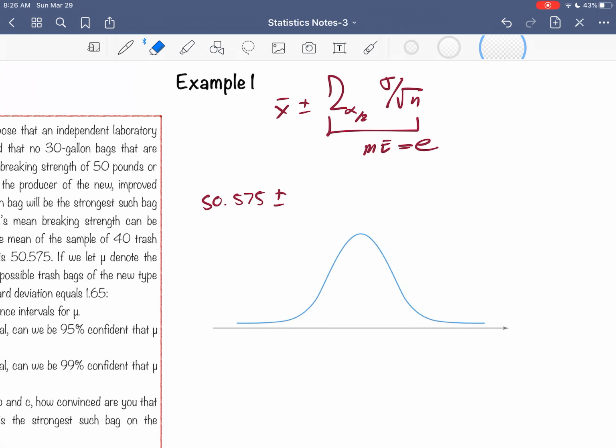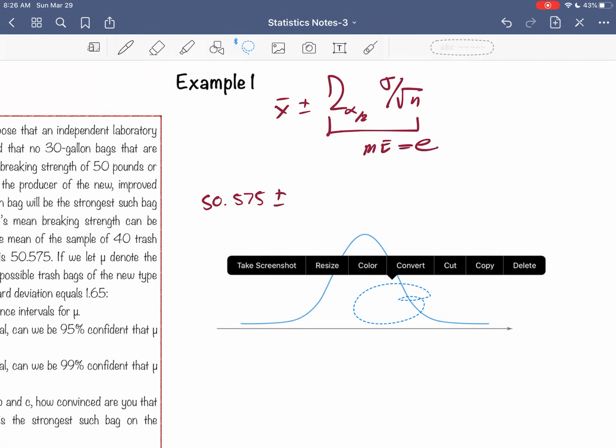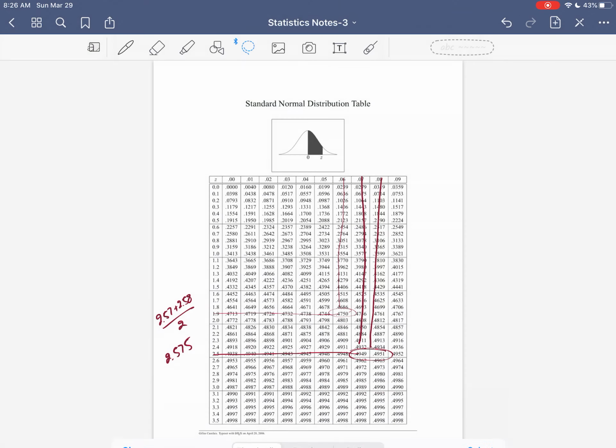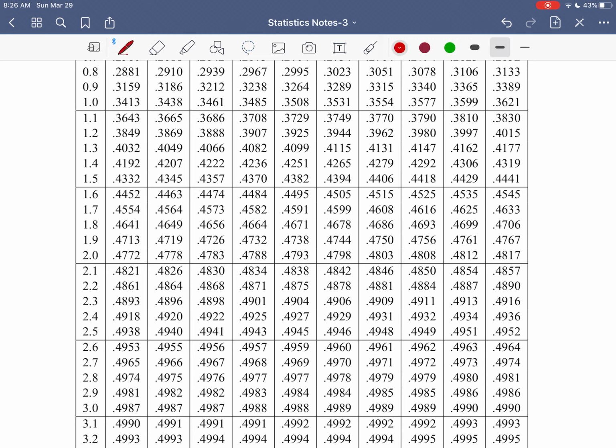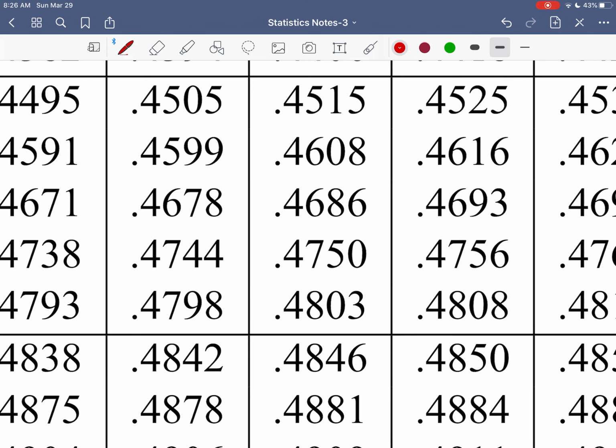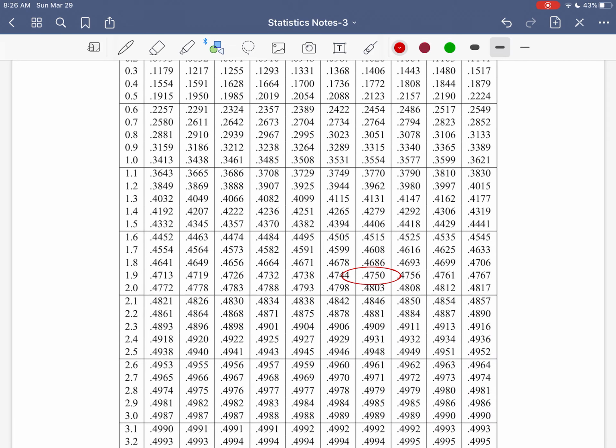Let's clean that up. Go to my Z table, it's right here. I'm looking up 47.5. In this particularly lucky case, we have an exact value right there. That's fine. And so all I need to do now is look up its Z value.